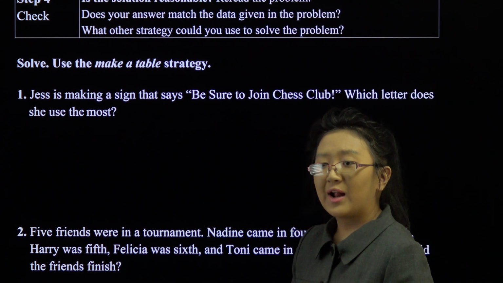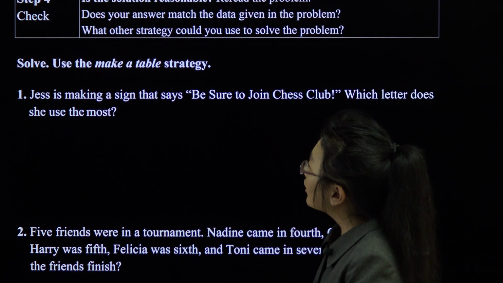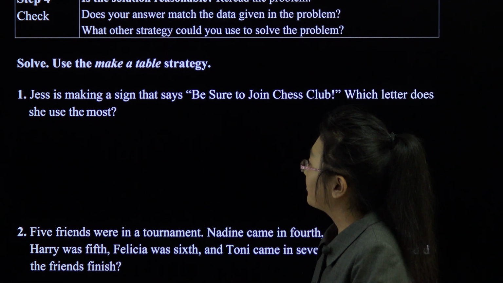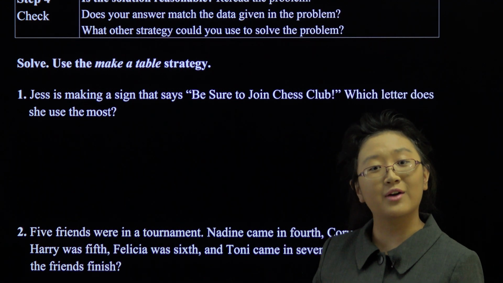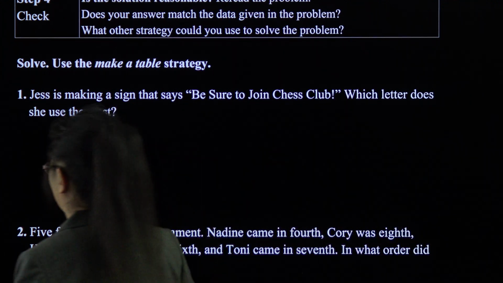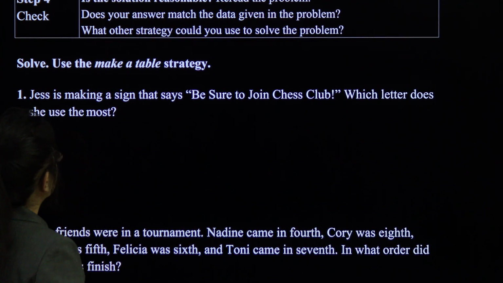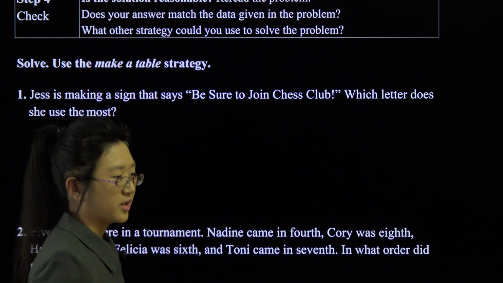Now we're going to do some practice problems where we have to use the make a table strategy. Chances are my tables right here are going to look very messy because I don't have a ruler, and tables always look better with rulers. Well, with the use of rulers in their creation.